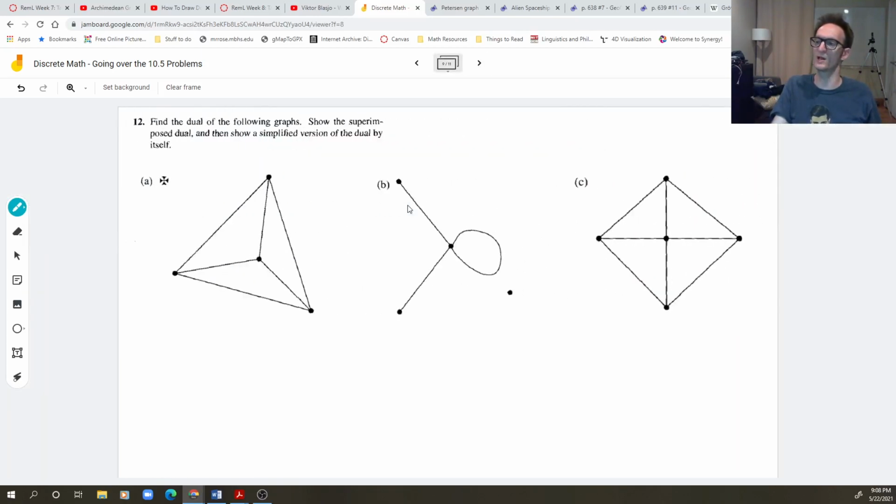All right, we're just moving right along here. It's possible that everything I've done so far is right even. All right, this is fun. Find the dual of the following graphs. Show the superimposition. Okay, let's go. How do we do duality?